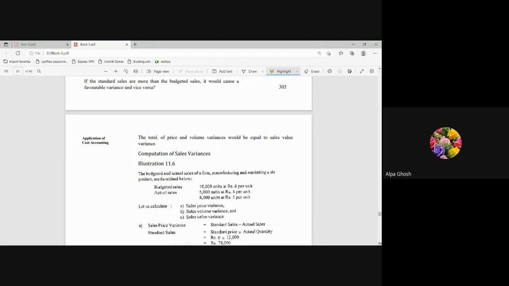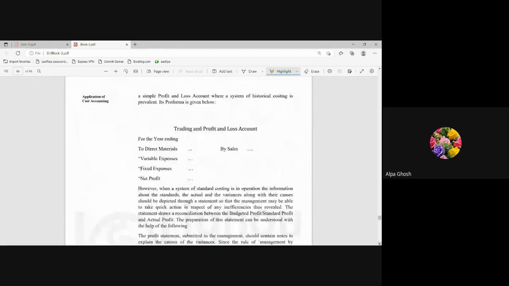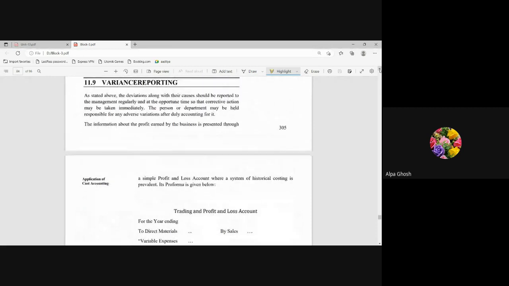Sales volume variance, volume is always used for quantity, units. You had expected 500 units and the sales is only 400 units. So it is sales volume variance. Sales variance is in terms of money and sales volume variance is in terms of units. So this variance reporting, we need to report the variances, the causes. Variance is simple deviation from the standard to the actual.